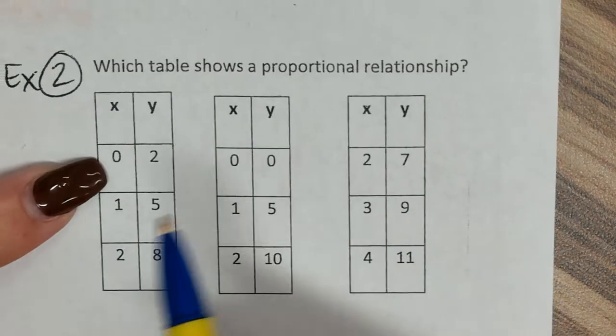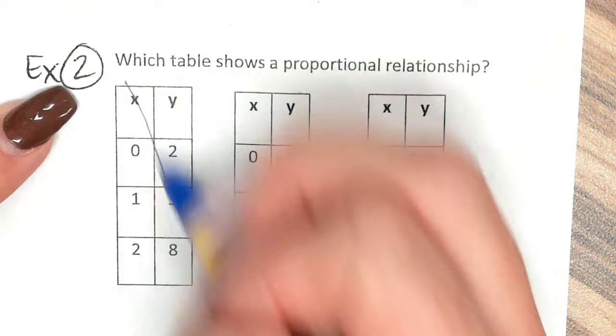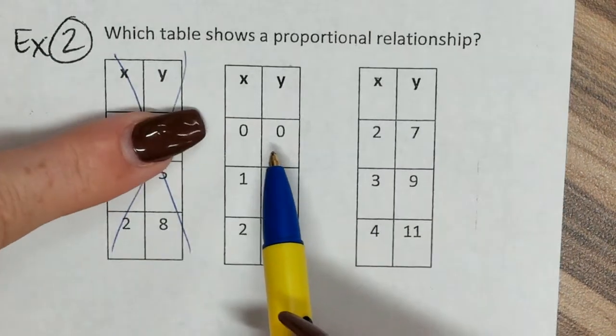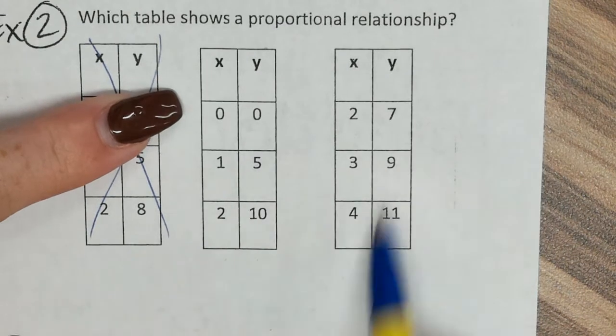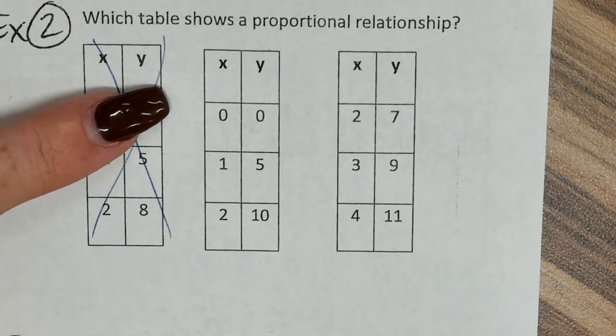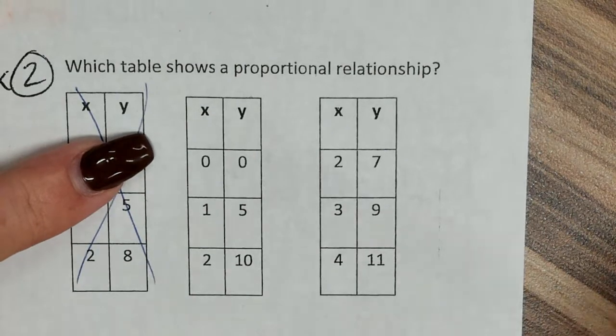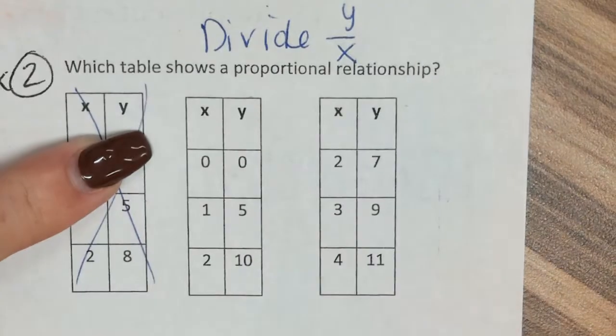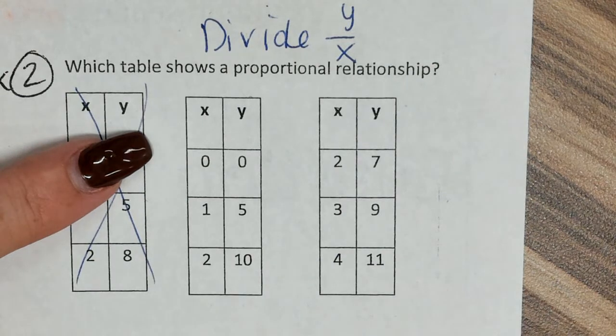So could I mark off this one? Yes. Because it does not have 0, 0. This one might be good, yes? Yes. And this one I don't know because it didn't give me the 0. So what would my next thing do to C? Divide y divided by x to see if you get a constant.